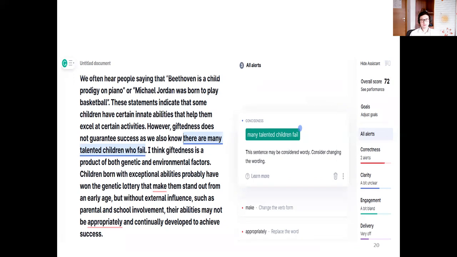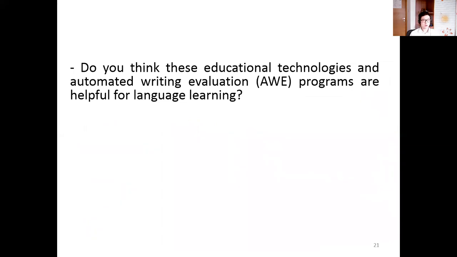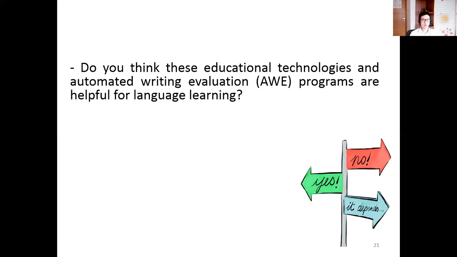After looking at 3 programs, now I have a question for you guys. Do you think these educational technologies and AW programs are helpful for language learning? So what's your answer? Yes, no, or it depends? I would say that it depends on many different factors.